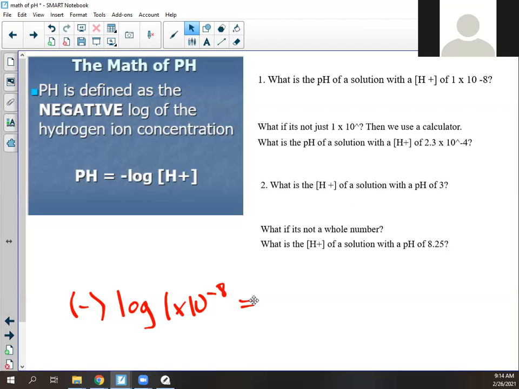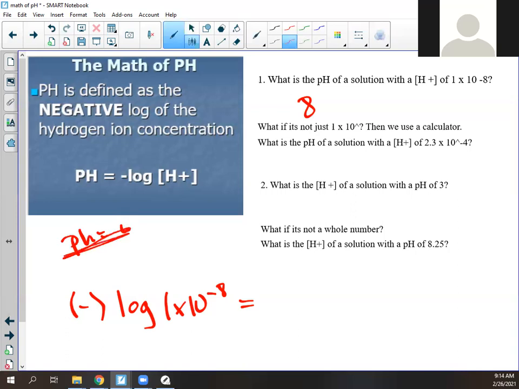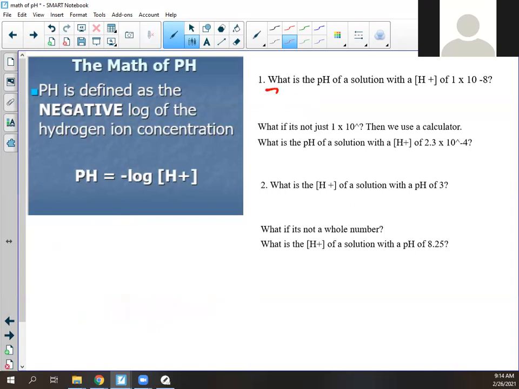Well, let's try that. So this answer is 8. So what if it was a pH equal to 4? Or sorry, what if it was a, oh, I just gave away all the answers. What if it was an H plus concentration equal to 1 times 10 to the negative 4? It would be 4.